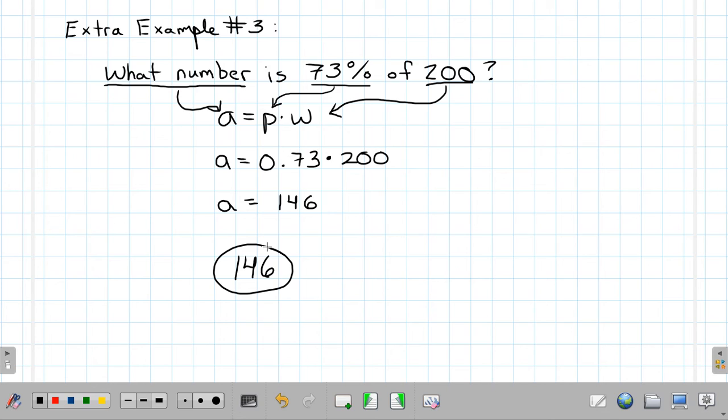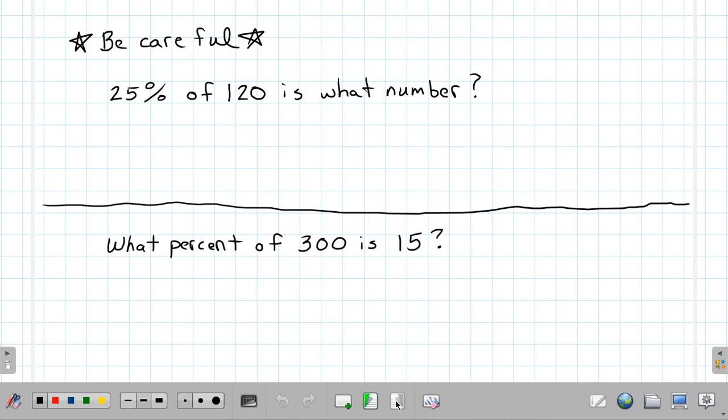Okay, so once again, finding the part of the whole is also important in some real world applications, as we'll see later on. Okay, now the last thing that I want to say is we do have to be careful. So let's look at these two last examples.